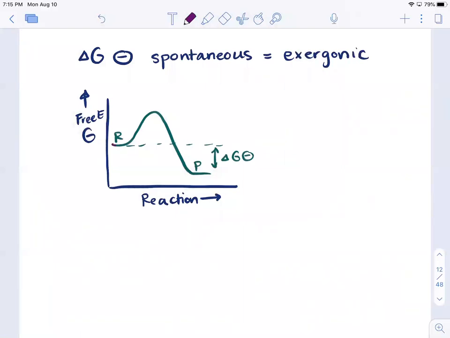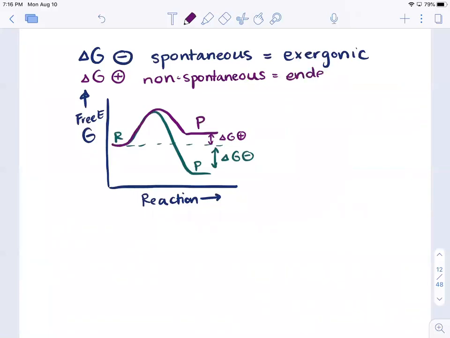Purple. If our product free energy is higher than the reactants, that was a delta G that is positive. Delta G that is positive is non-spontaneous. Doesn't mean it can't happen, it just needs help. It won't happen on its own. This was called endergonic. Excellent.